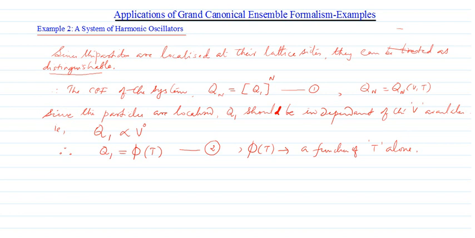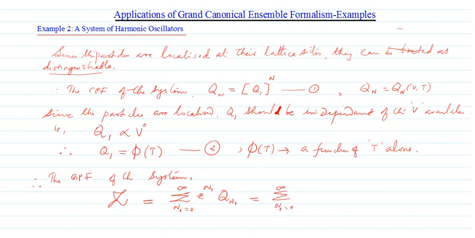Now we are in a state to define the grand partition function of the system. Therefore the grand partition function, script Z, can be defined in terms of the canonical partition function. We write it in terms of the fugacity z: Z is equal to the sum over NR from 0 to infinity of z raised to NR times Q of NR.